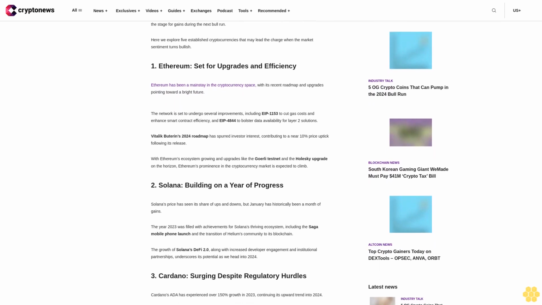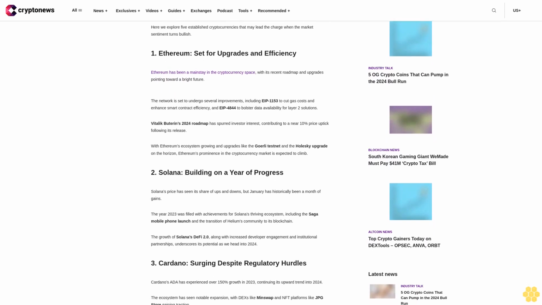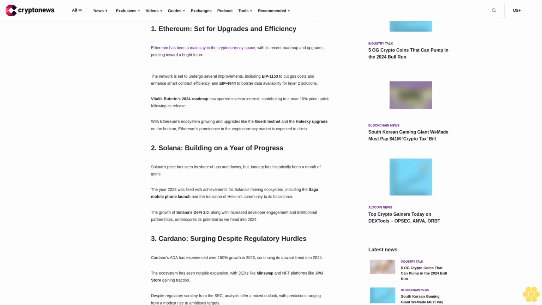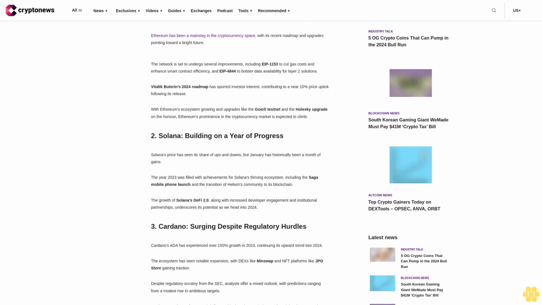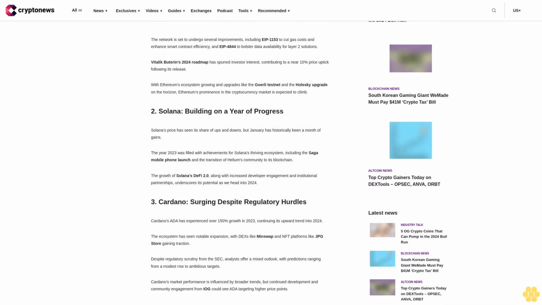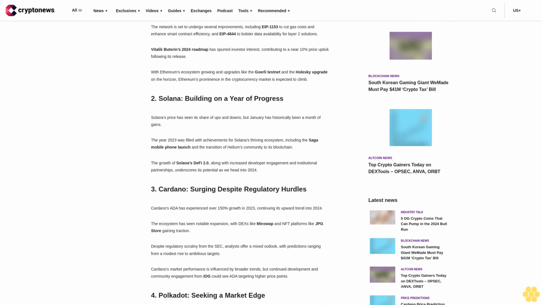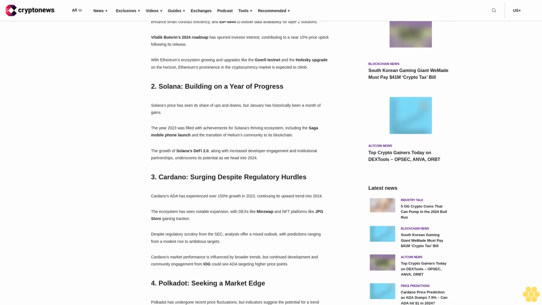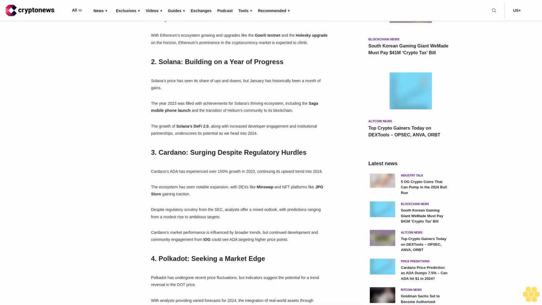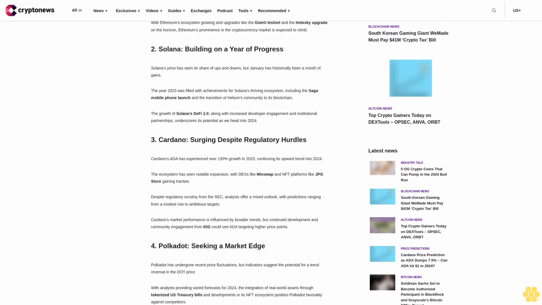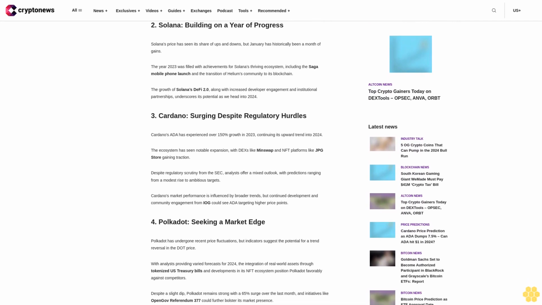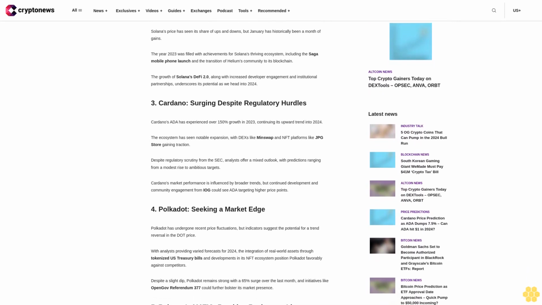1. Ethereum, set for upgrades and efficiency. Ethereum has been a mainstay in the cryptocurrency space, with its recent roadmap and upgrades pointing toward a bright future. The network is set to undergo several improvements, including EIP-1153 to cut gas costs and enhance smart contract efficiency, and EIP-4844 to bolster data availability for Layer 2 solutions. Vitalik Buterin's 2024 roadmap has spurred investor interest, contributing to a near 10% price uptick following its release. With Ethereum's ecosystem growing and upgrades like the Goerli testnet and the Holesky upgrade on the horizon, Ethereum's prominence in the cryptocurrency market is expected to climb.